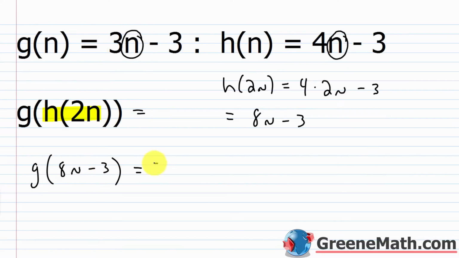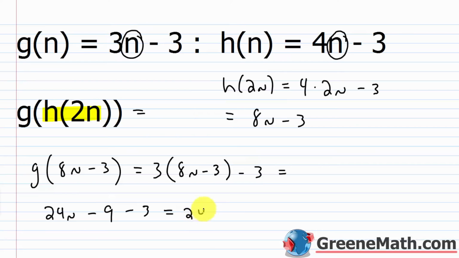So I would have 3 times this guy right here, 8n minus 3, just plugging that in for n there, then minus 3. So what does that give me? Well, I use my distributive property. 3 times 8n is 24n, then minus 3 times 3 is 9, then minus 3. So you'd have 24n. Negative 9 minus 3 would be negative 12, so you could say this is 24n minus 12. So you could say g of h of 2n is equal to 24n minus 12.